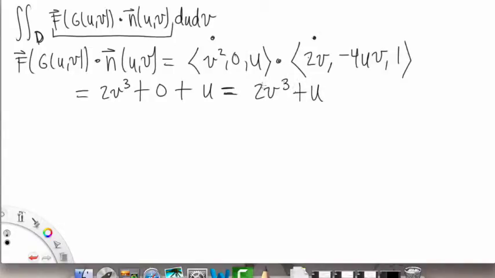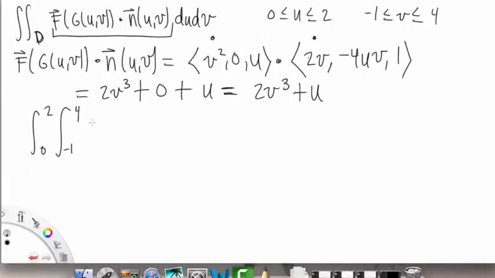All right? So we also have our bounds, right? They gave us u goes from 0 to 2, and v goes from negative 1 up to 4, okay? So now we can just set up our integral. I'll just do the u's on the outside, and then we'll do v on the inner integral. So we have 2v to the third plus u goes in here, and in this case, it's dv du, corresponding to the bounds.